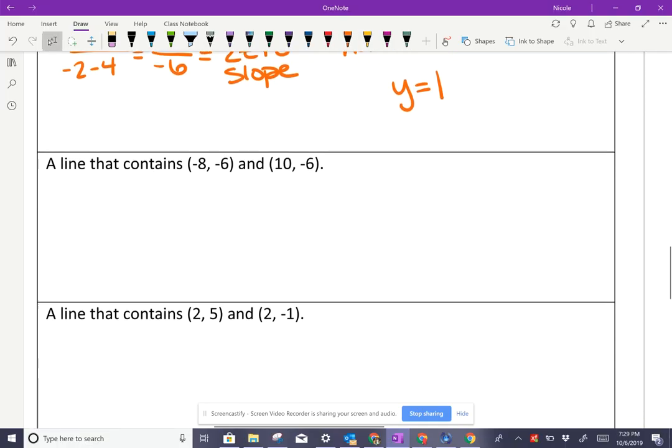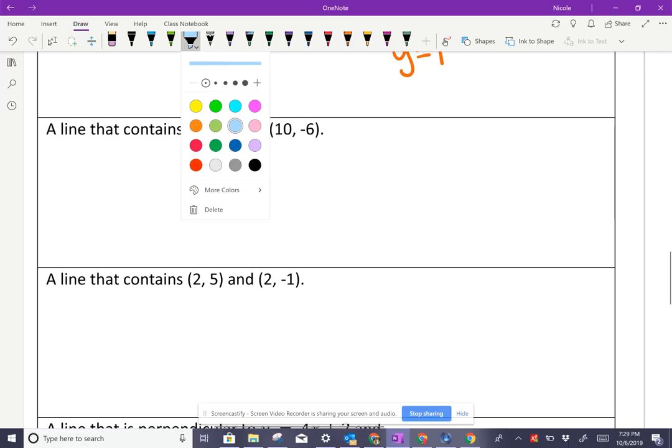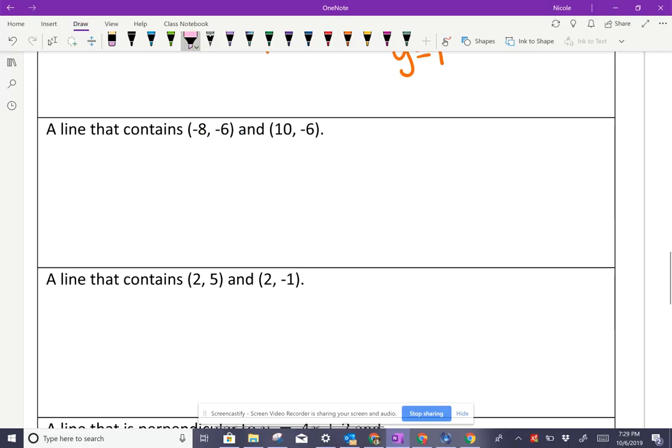Let's see what we notice in our next one. So if we take a look at our second example here, just looking at the points, I immediately notice I have the same exact number in both for my y value. So again, this tells me it's going to be horizontal, and that y is going to be equal to negative 6. Don't have to do a lot of math there. If you want to plug in for slope and make sure that's 0, you're more than welcome to.